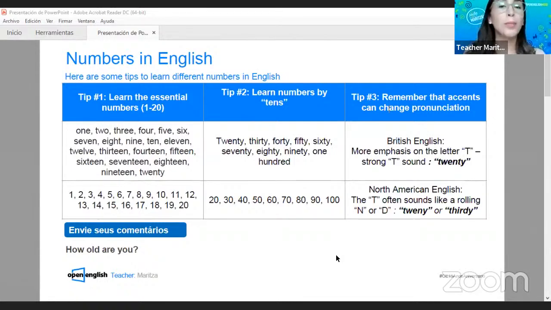Tip number 3, remember that accent can change pronunciation of numbers. So in British English, you might hear a strong 20, 22. In a North American accent, you might hear 20 or 30. So more of an N sound and more of a D sound.